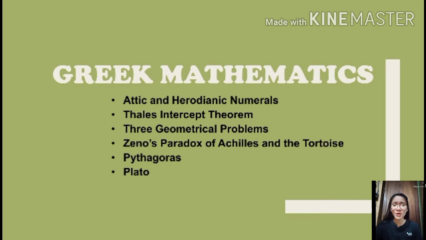As you can see, we have here the subtopics: Attic and Herodianic numerals, Thales intercept theorem, and three geometrical problems. Under this we're going to discuss squaring the circle, doubling the cube, and trisecting the angle. Next we have Zeno's paradox of Achilles and the tortoise, and the works of Pythagoras and Plato.